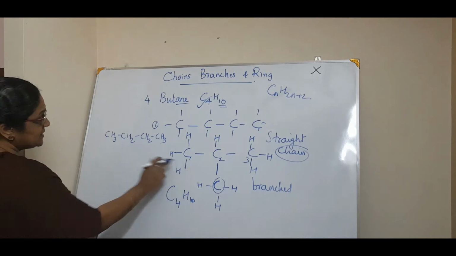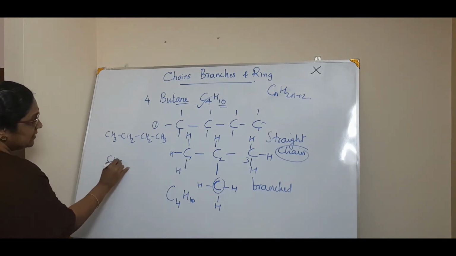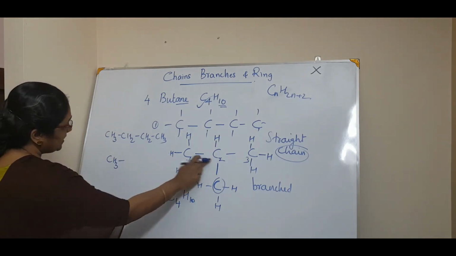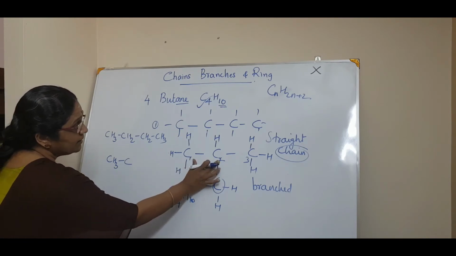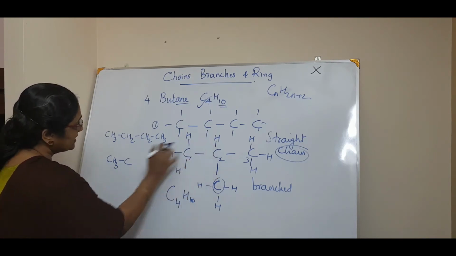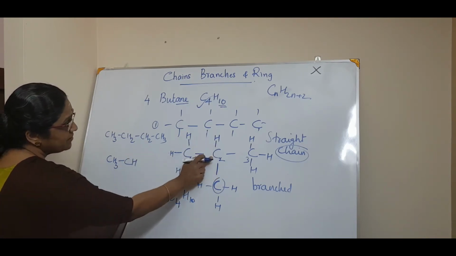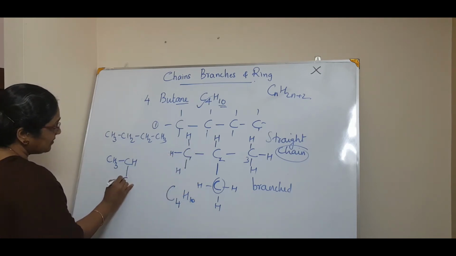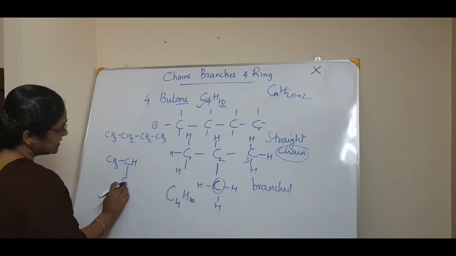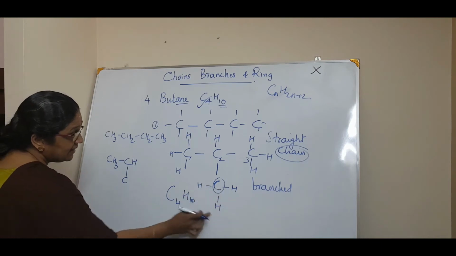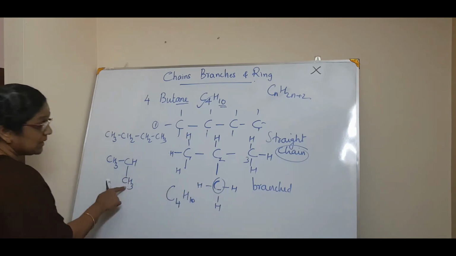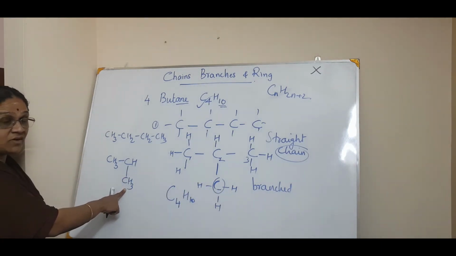Now, the second one is CH3. The first C, listen, this carbon contains only one hydrogen atom, isn't it? One hydrogen atom. Then it has a branch, and then C, listen. And this C has got 3 hydrogen atoms. Am I right?